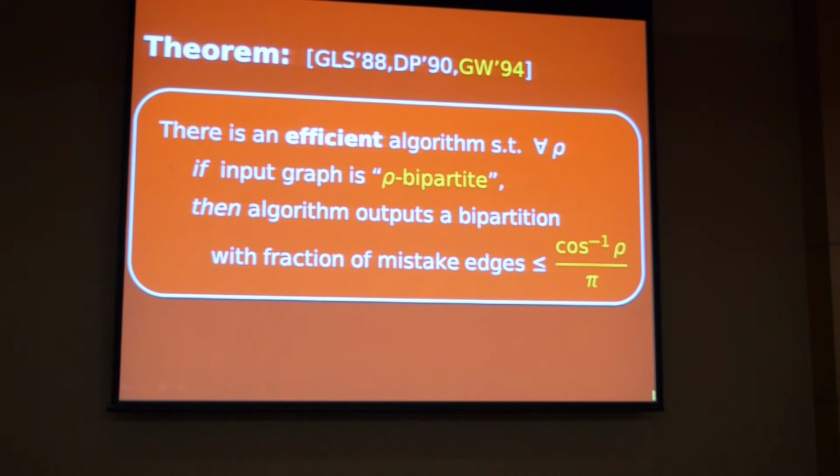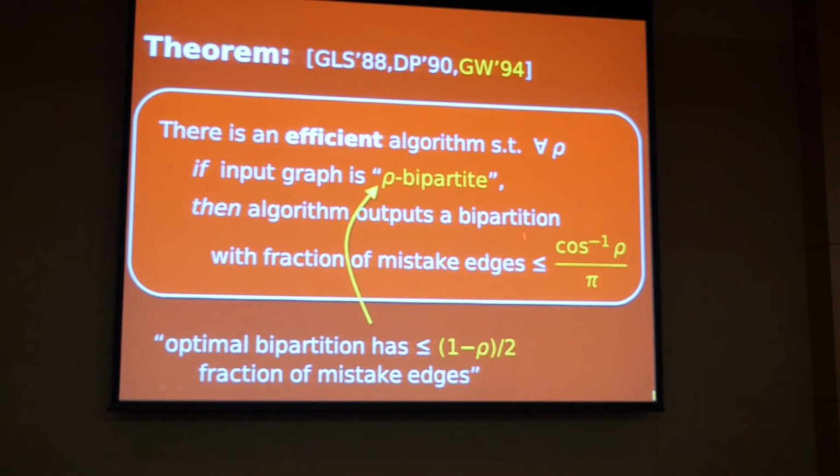Okay, so what does rho bipartite mean? Well, a 1 bipartite graph just means a bipartite graph. A 0.9 bipartite graph means a graph where the optimal bipartition has 5% mistake edges. And in general, the definition of a rho bipartite graph is one where the optimal bipartition has at most a (1 minus rho) over 2 fraction of mistake edges.